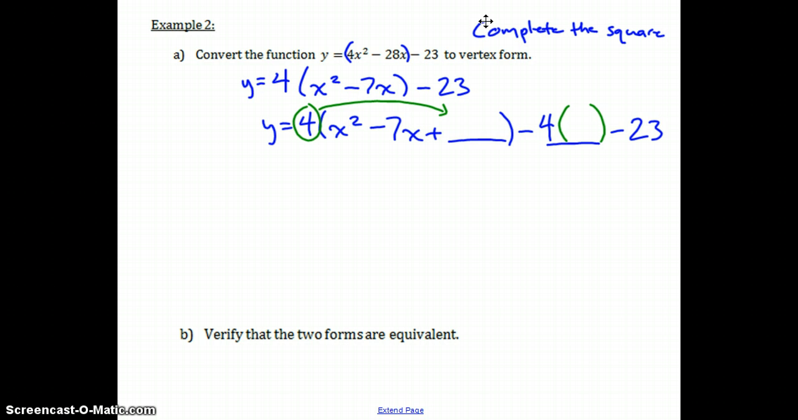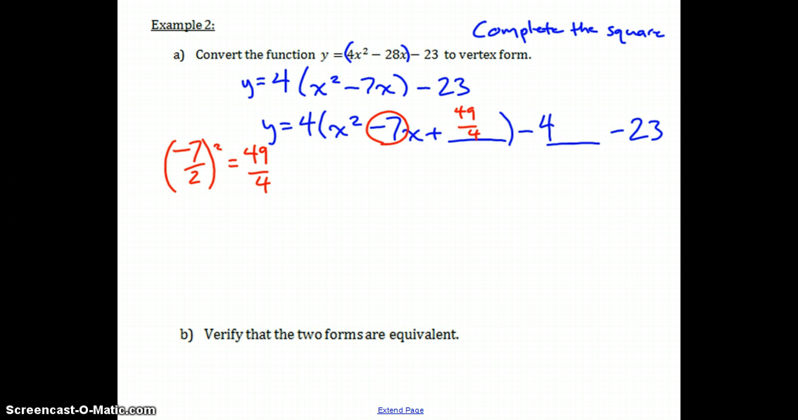Now, in the process we looked at for completing the square, we take our b term, or our middle term, so the negative 7, and go negative 7 divided by 2. In this case, that doesn't simplify at all. Then we square that, and we have 49 over 4. So I'm going to add 49 over 4 here, and subtract the 4 times the 49 over 4 there.